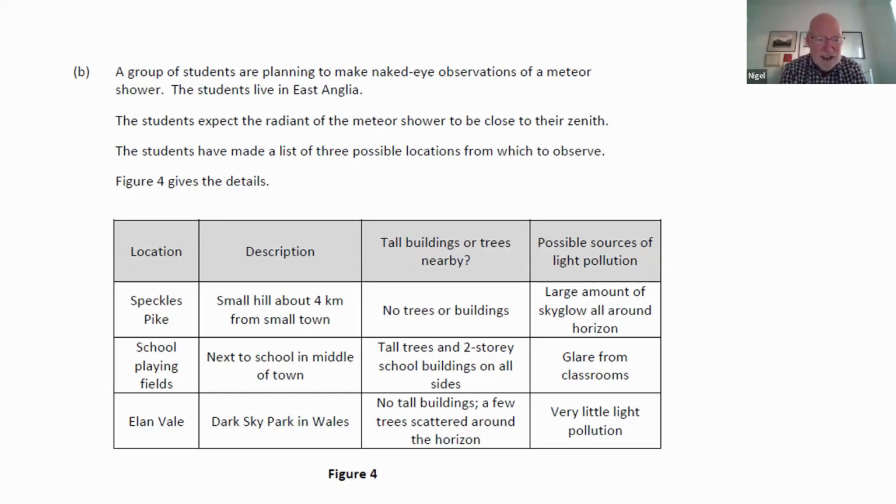There's no correct answer. I'm not saying Ellen Vale every time. That might be totally impractical. If you live in the north of Scotland, well, you'll have your own dark sky parks there. But if you live in, say, the centre of London, it's going to be quite an expedition to get up to a dark sky park in Wales. And of course, when you get there, it's going to rain.